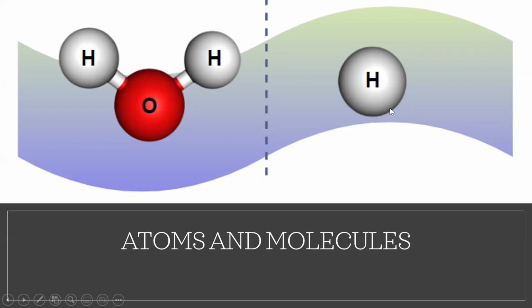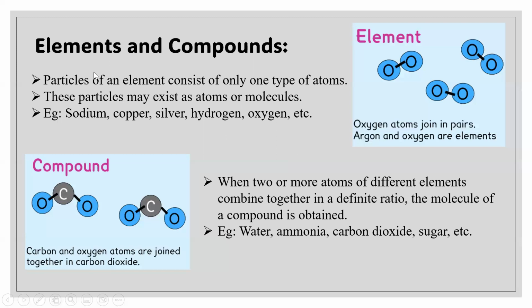Here we have only one hydrogen, so that is called an atom. Here, 1, 2, and 3 atoms: 2 hydrogen atoms and 1 oxygen atom combined together to form a water molecule, right? If only one atom is present, we call it an atom. When two or more atoms combine together, we call it a molecule. Now coming back, we will learn about elements and compounds.